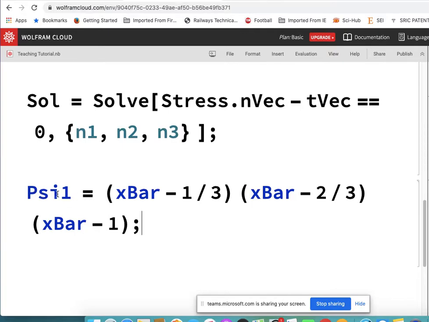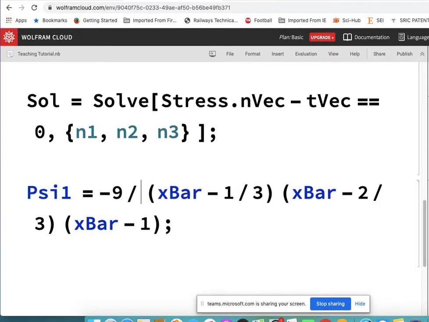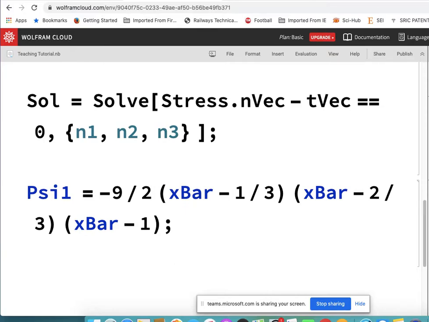Now for psi e1, what should the function value be at x bar equal to 0? We divide by whatever the value is at x bar equal to 0. In this case it will be minus 2 by 9, so I have to multiply it with minus 9 by 2. Once again, remember that there is no multiplication symbol really. Multiplication is implicit. Alright, so we have defined this function psi1.